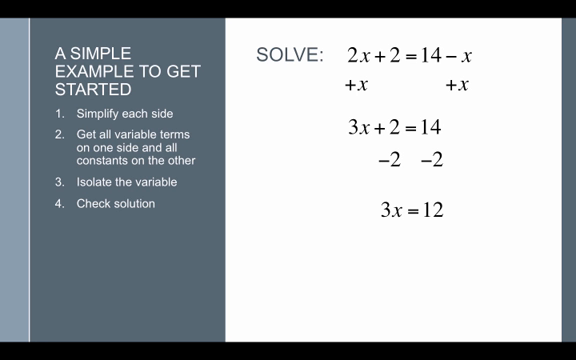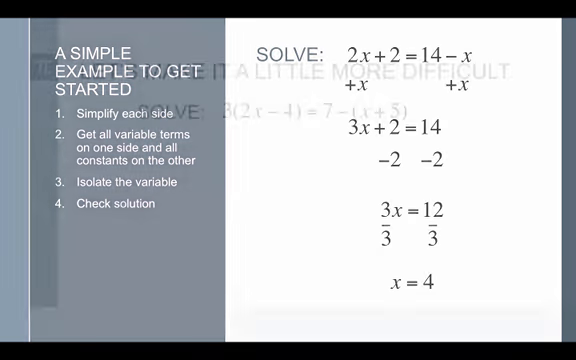All right, step 3 of our recipe says isolate the variable. What that means is I need the x all by itself. Right now I have a 3 in front of it, and I need to move that 3 to the other side. So I ask myself, what is the operation between the 3 and the x? And it's multiplication. So what is the opposite operation of multiplication? It's division. So if I want to move the 3, I'm going to have to divide both sides by 3. And that's going to give me x equals 4 as our final answer.